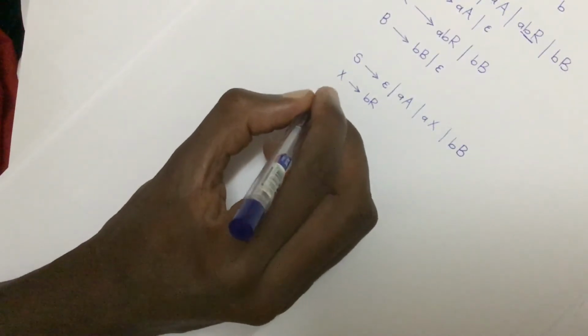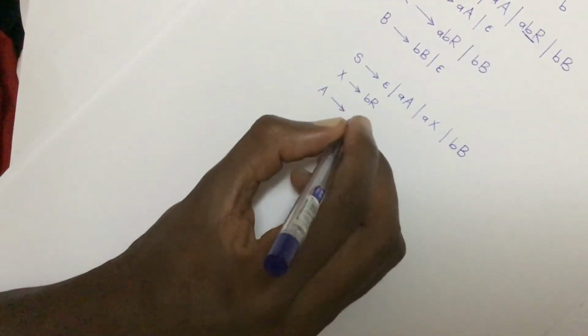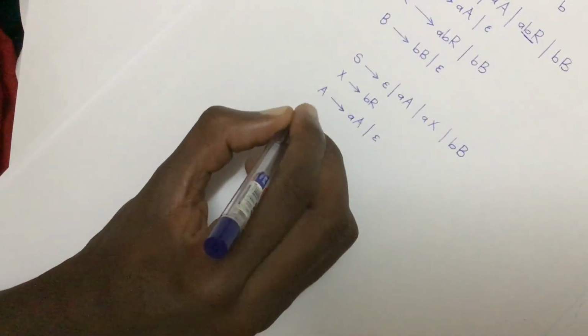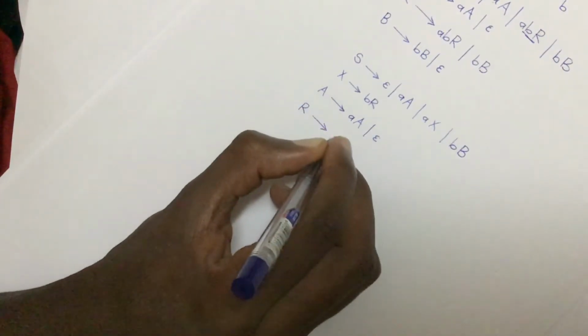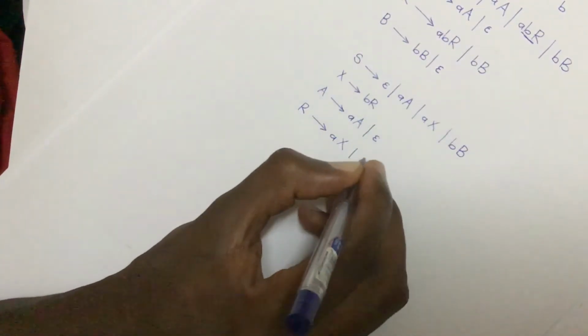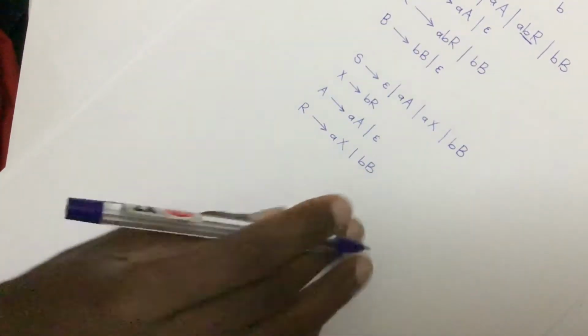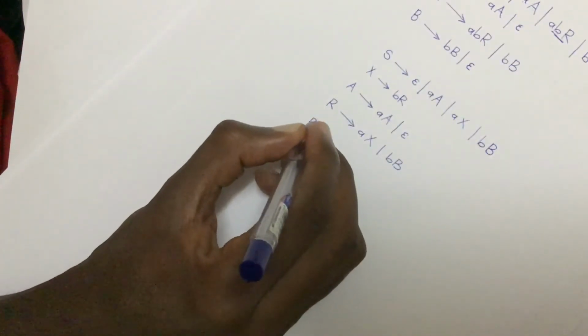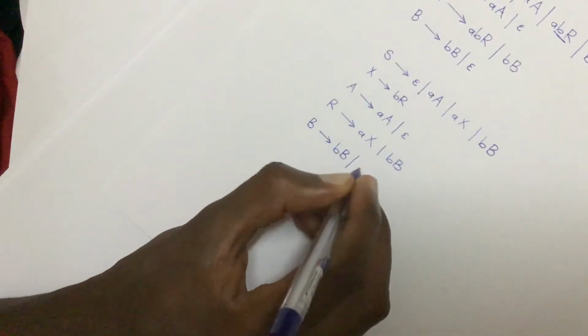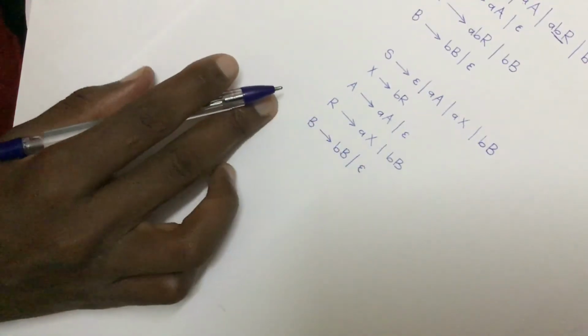Then I say what is A. Then A is capital A, slash this. And R is not bR, but we just use X, slash bB. And B is bB, slash. Now this is the grammar they wanted.